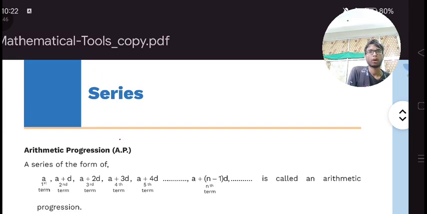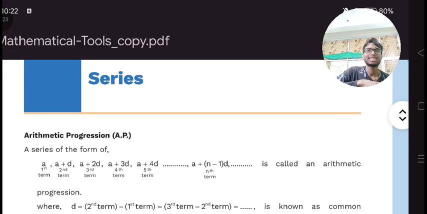Series. We are familiar with the arithmetic progression. We have learned this, I think, in 10th standard. You can consider it as a revision. Arithmetic progression is written in short form as AP. A stands for arithmetic and P stands for progression. Progression means progress. There is a progress. Arithmetic, we will see the meaning of arithmetic.